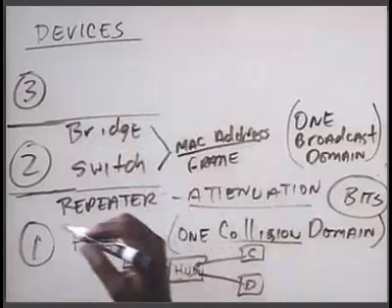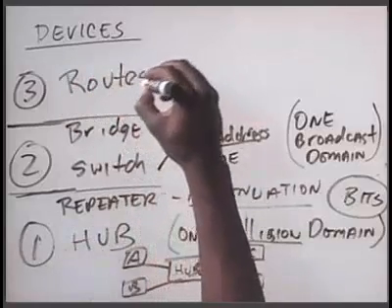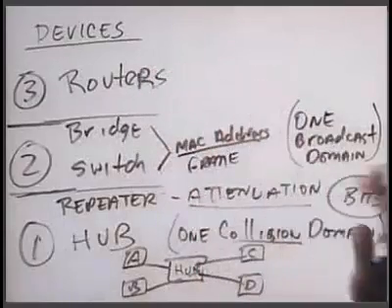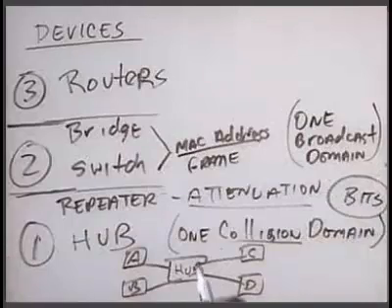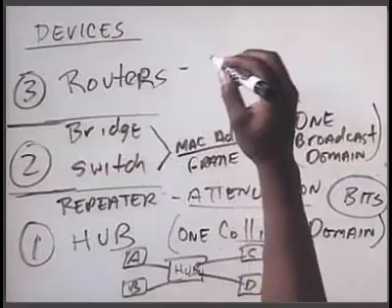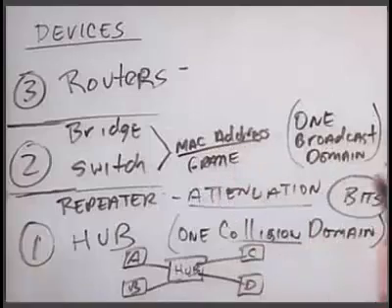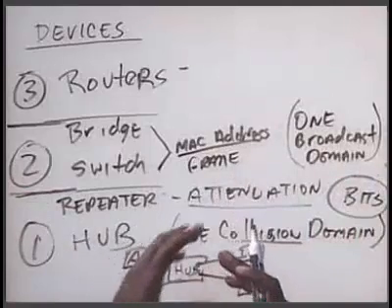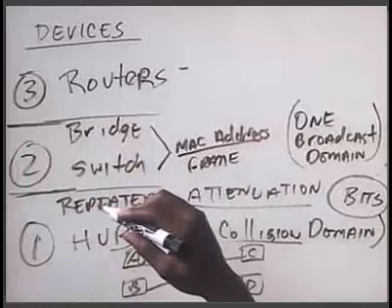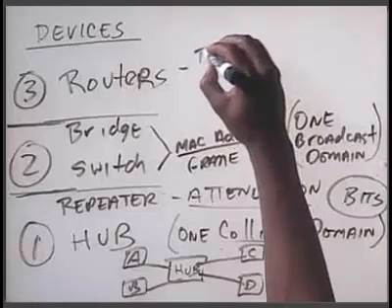This brings us to layer 3. At layer 3, we use routers to create multiple broadcast domains, or to route between multiple broadcast domains. The purpose of a router is to route packets from one network to another, or to route packets from one broadcast domain to another. Routers do this by using a routing table.